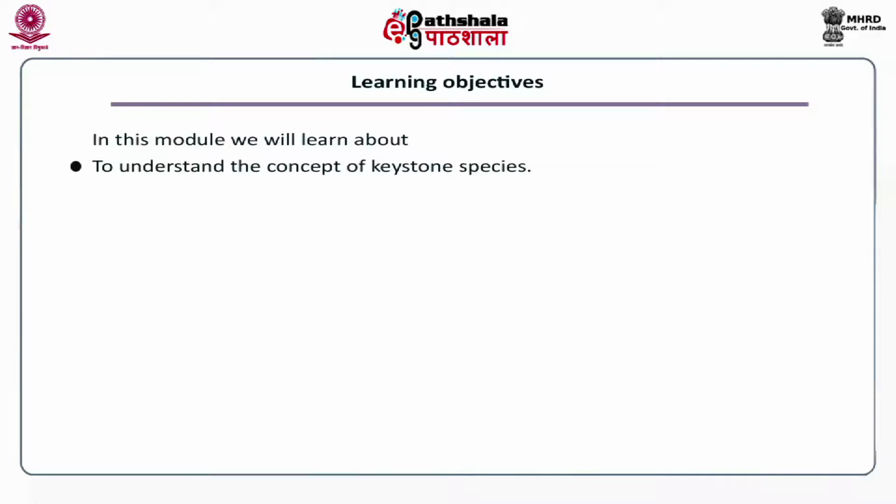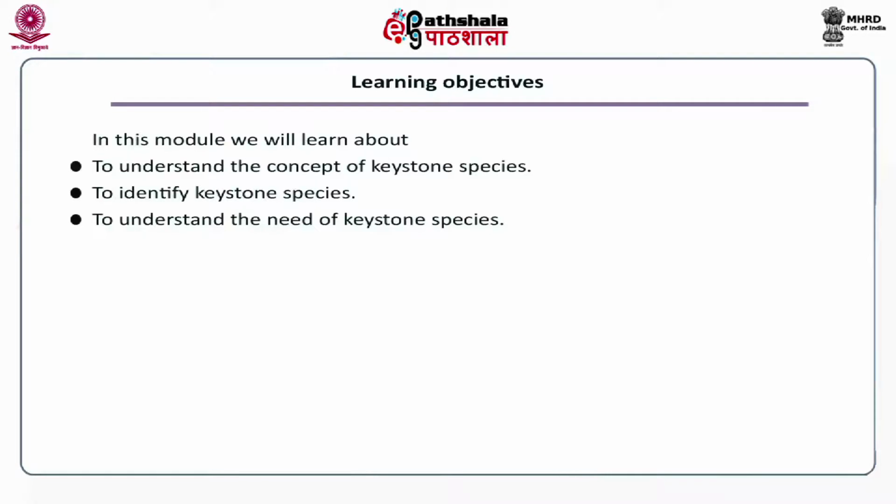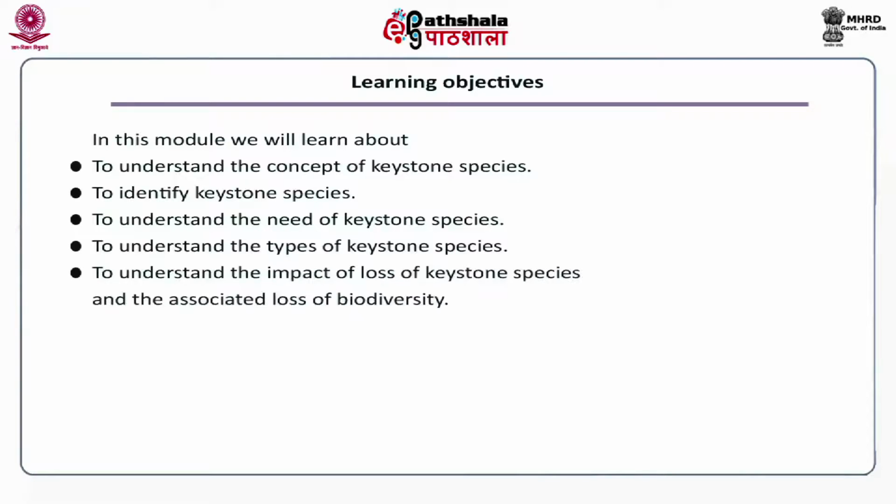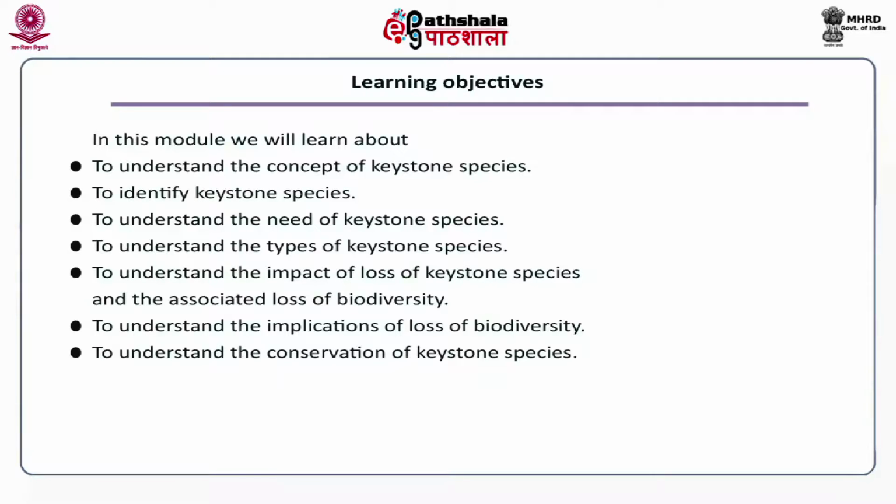The learning objectives of this module are to understand the concept of keystone species, how to identify the keystone species, what is the need of keystone species, to understand the types of keystone species, as well as we will try to learn the impacts of loss of keystone species and the associated loss of biodiversity. We will also try to understand the impact of loss of biodiversity and we will try to learn how to go for the conservation of keystone species.